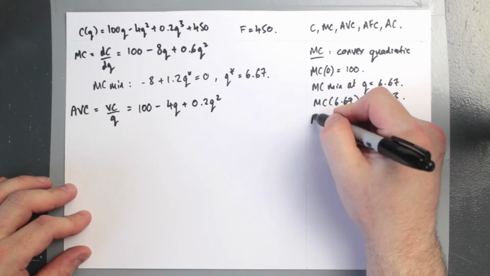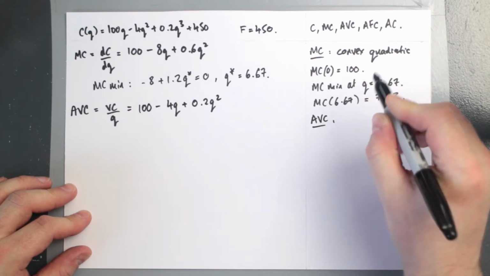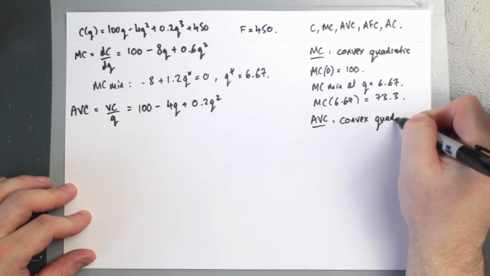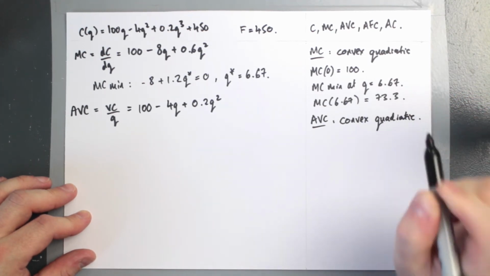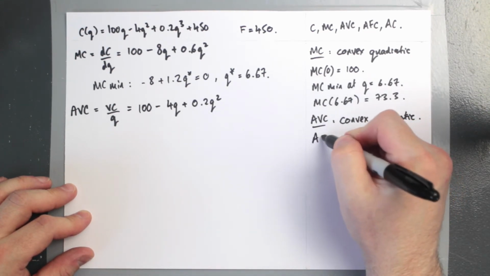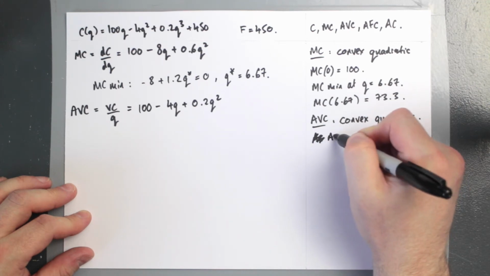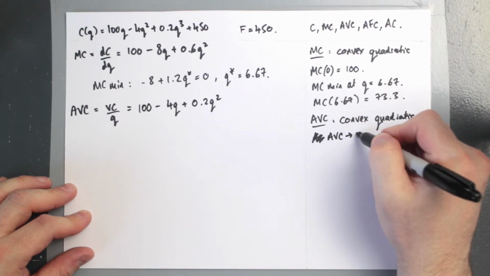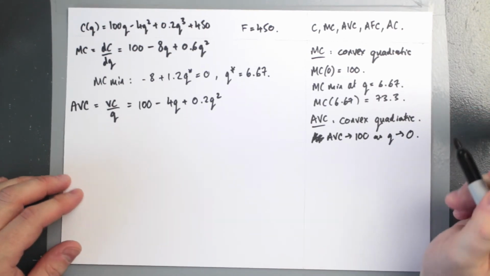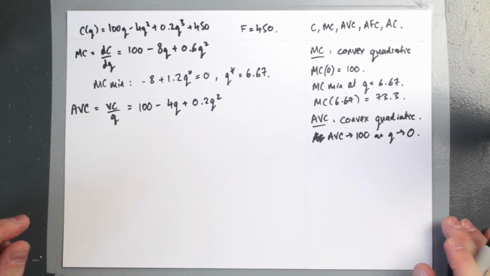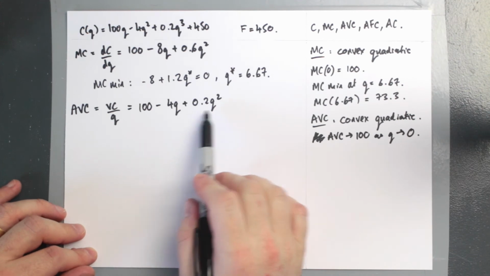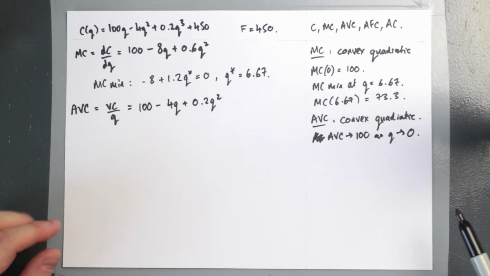So what do I know about this? Let's write down some facts. Again, in this case, it's a convex quadratic. I know that this, we could write AVC goes to 100 as q approaches 0. Okay, so strictly speaking, we said the average cost functions are not defined at 0, but we know that if q gets close to 0, this is getting close to 100.